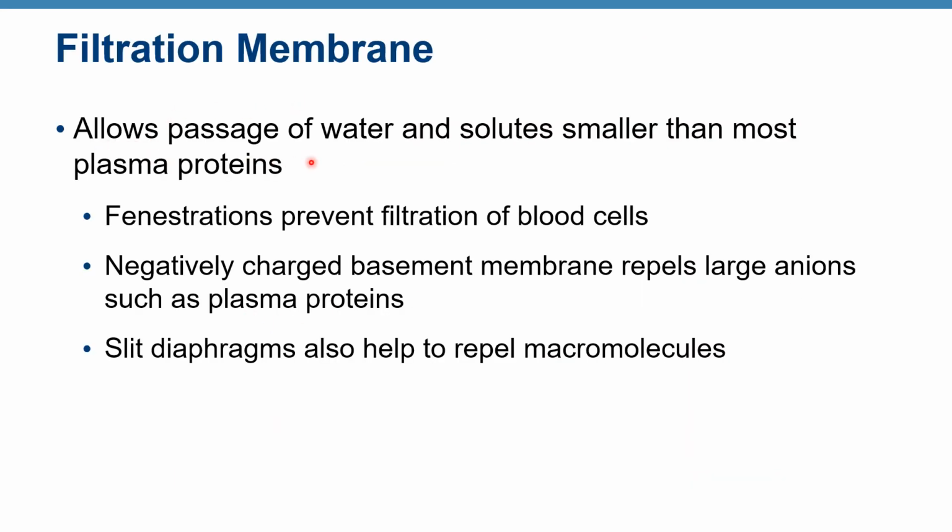So the filtration membrane allows passage of water and solutes smaller than most plasma proteins. Fenestration prevents filtration of blood cells, and the negatively charged basement membrane repels large ions such as plasma proteins. Also, the slit diaphragm helps to repel macromolecules. Well, if this seems like too much, just remember that the filtration membrane allows small molecules to move from the plasma to the capsule, and large molecules such as large proteins and, of course, blood cells stay inside the capillaries. Okay, so that's it for part 1, and I hope it was helpful.